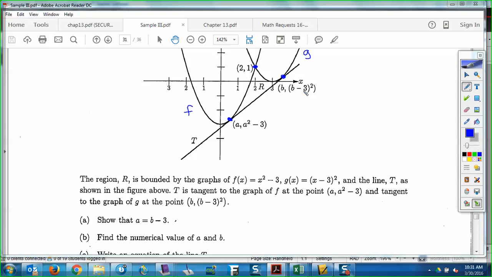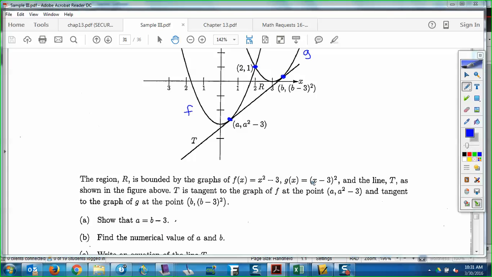Okay, so the first one says show that A is equal to B minus 3. Then it says find the numerical value of both A and B. Then write the equation of the tangent line. So these all kind of feed off of each other. Okay, so I think this could start out. Well, you guys tell me, somebody tell me, because I'll start doing it some big long way, and then Maddie will say, well, you could have just done that. So, anybody? Maddie? I set them equal to each other, but it didn't work out. You set what equal to each other? The F and the G?